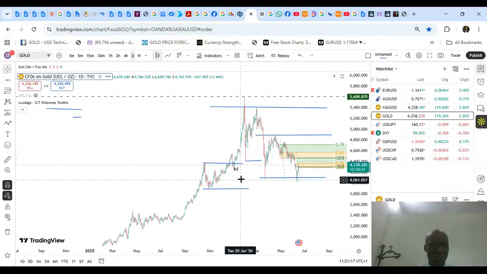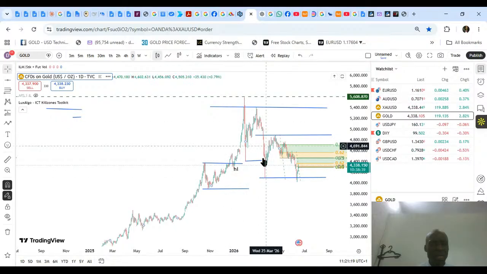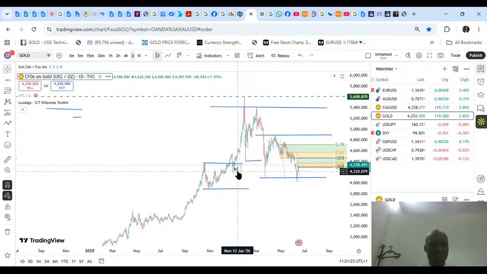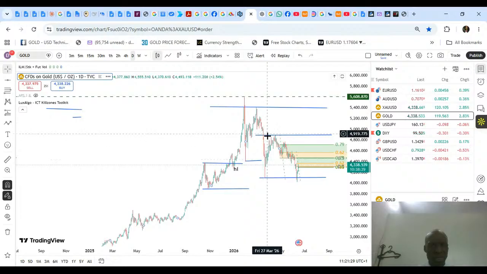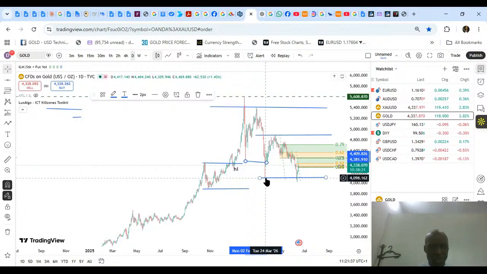What is a change of character? When the market now breaks through the previous support. This is this higher low. Like I said, the market now came down and broke through it, so creating a new low. So you can see it's created a lower low here. Then it went up again and broke through, created a break of structure here.